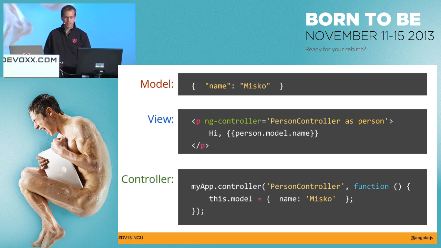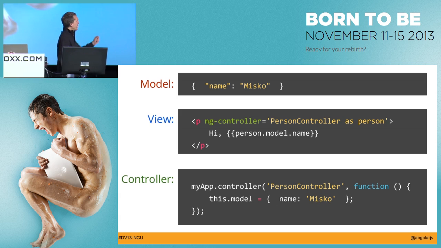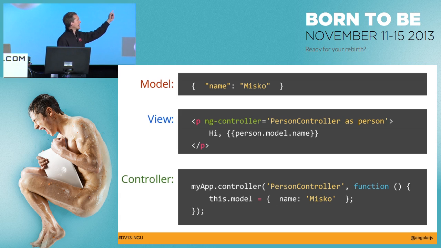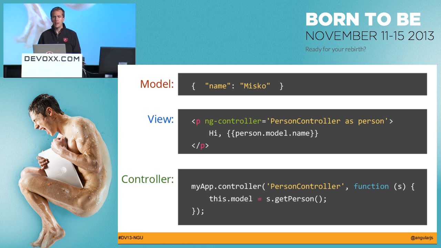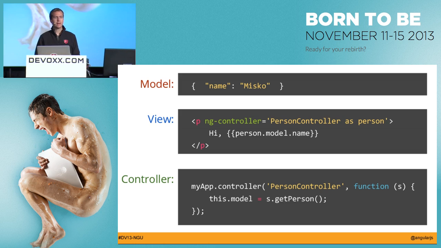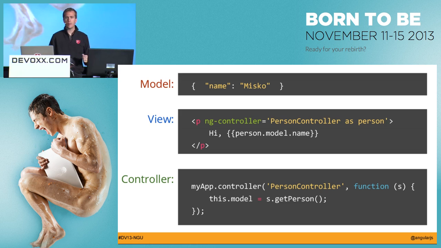Now, in a real app, sorry, if I back up, you notice here I'm setting my model equal to a JavaScript object. Normally, I wouldn't do that. Normally, I would retrieve it from a server. We would do something like ask some service to retrieve that for us, and we'll talk about how that might work later.